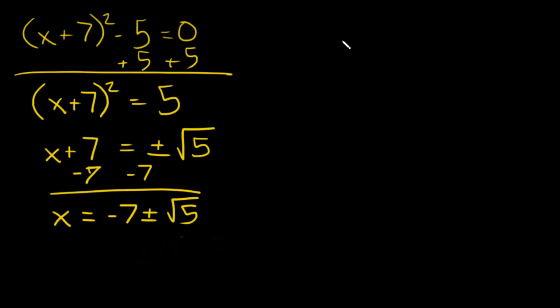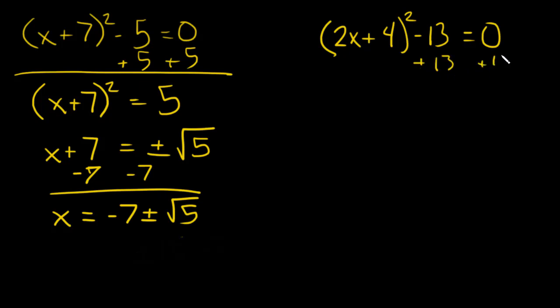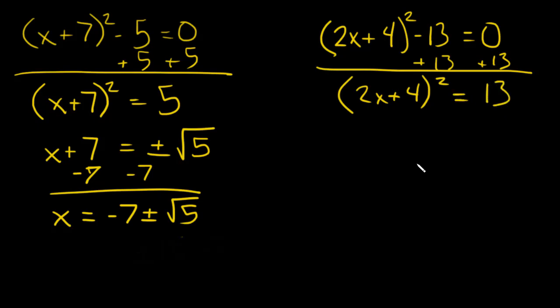That's just terrible. So you put the value in front of the plus or minus. Alrighty. So what if we had 2x plus 4 quantity squared minus 13 equals 0. Well, we want to isolate the square first, so plus 13, and we're going to have 2x plus 4 quantity squared equals 13.